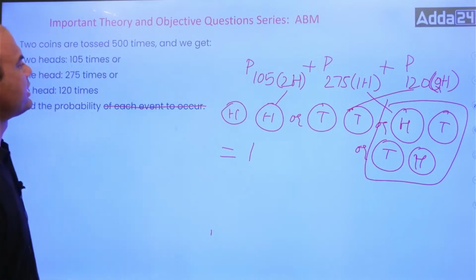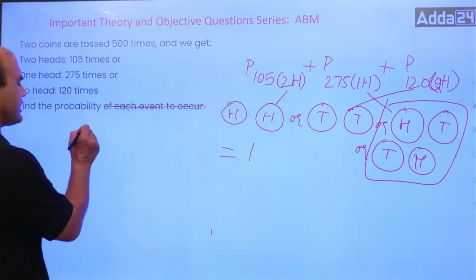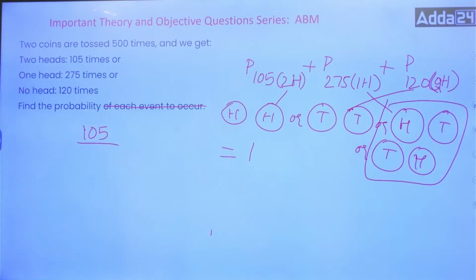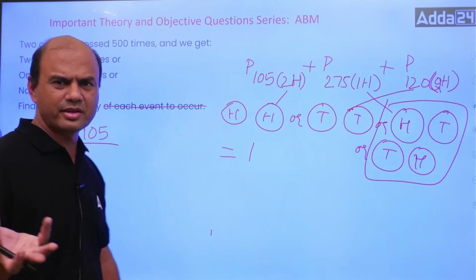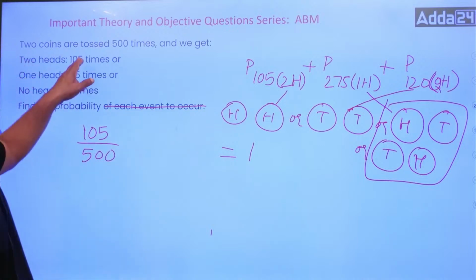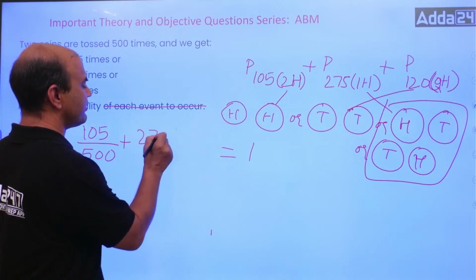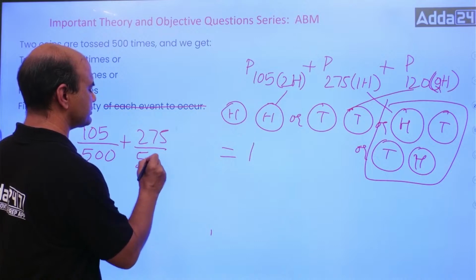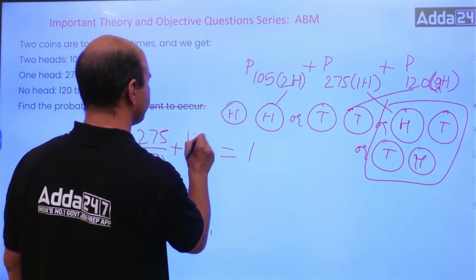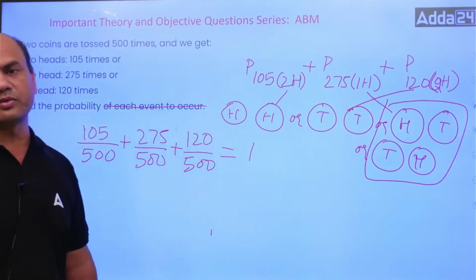See this. Find out the probability for 105 first. Let's write it down. 105. It is very simple. Success upon total. What is my total? My total is 500 times I am rolling this coin. So 500. What is my success? I want 105 times. Second, what is the probability? 275 upon 500. And third, what is the probability? 120 upon 500. Do the total of each.